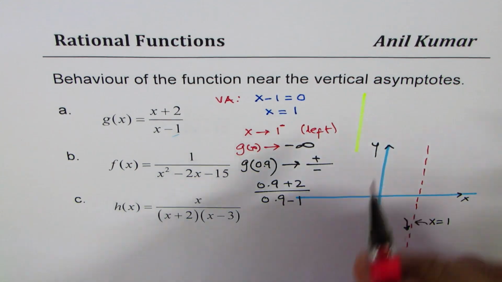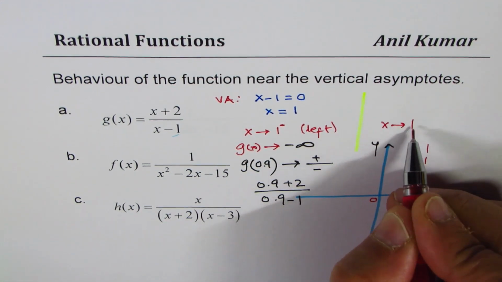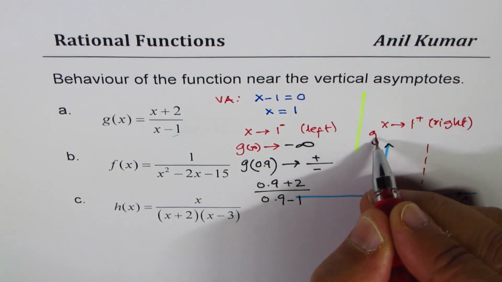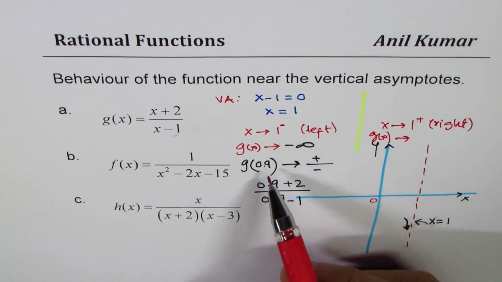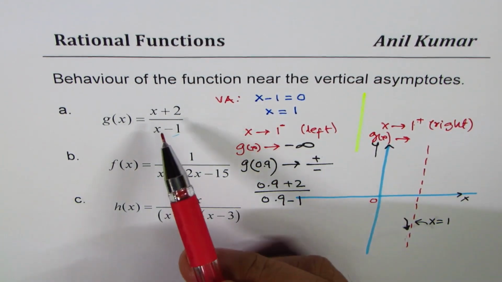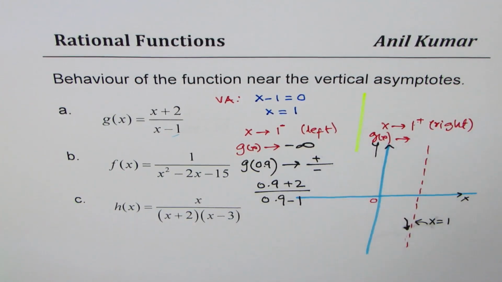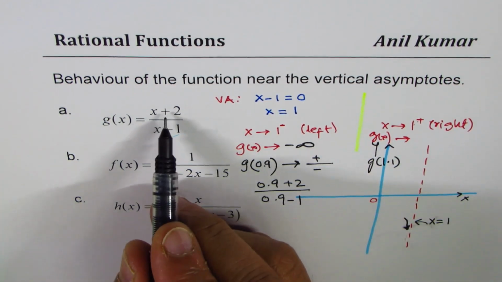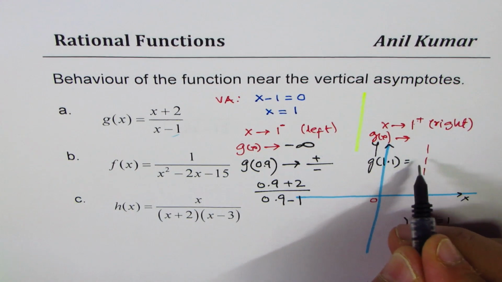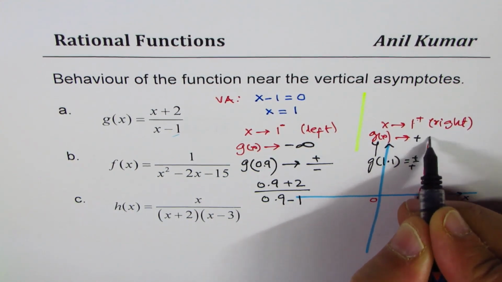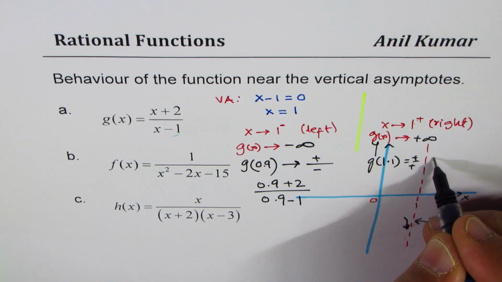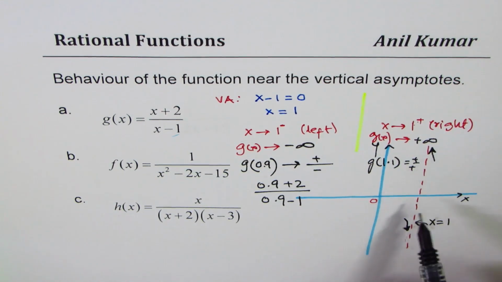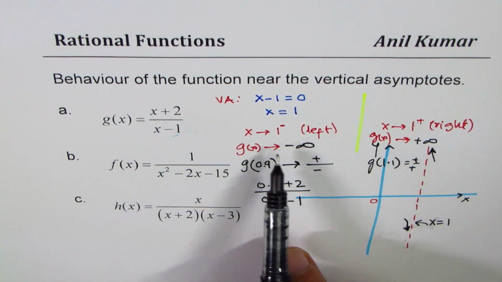Now let us also figure out what happens when x approaches 1 from the right side, that is 1 plus. What happens to g of x? You don't really have to place a value like this. You can do mental calculations. So I'm just writing 1.1 so that it helps. You know this is positive, this is also positive. So we are talking about positive over positive, so this will be positive infinity. And therefore, the function should go like this. That is how the behavior is going to be for the given function as x approaches from left and right.